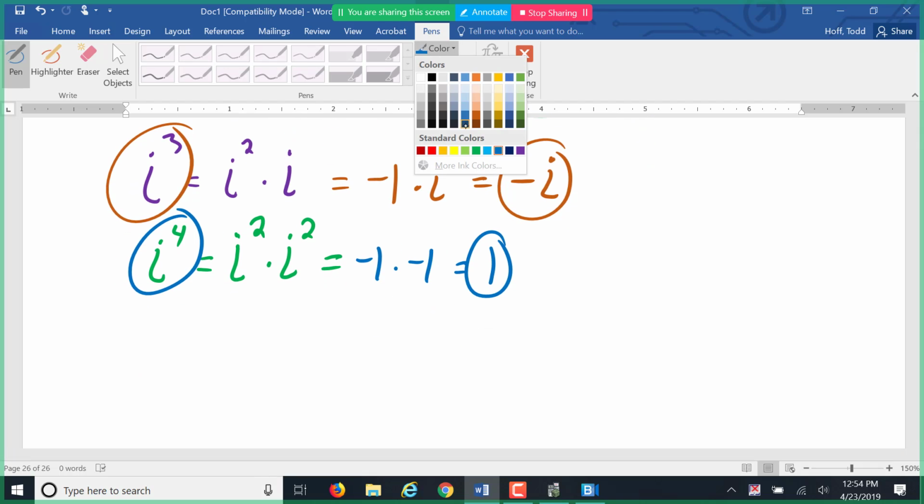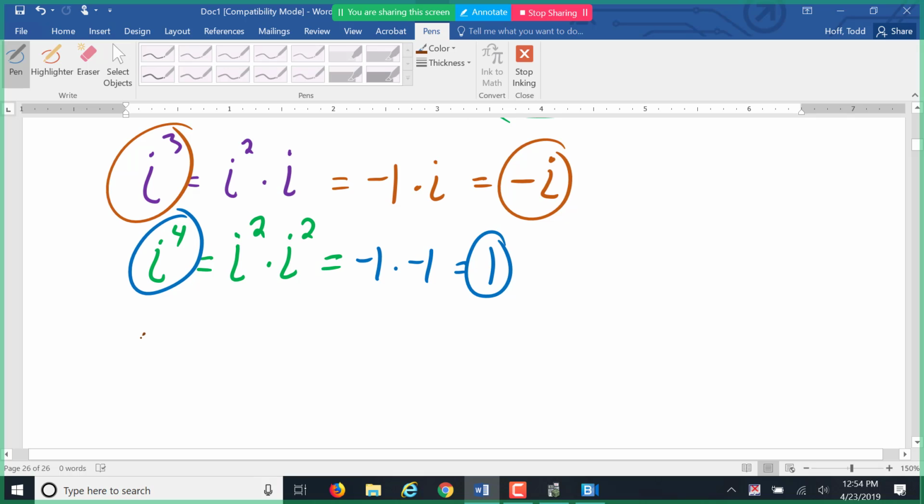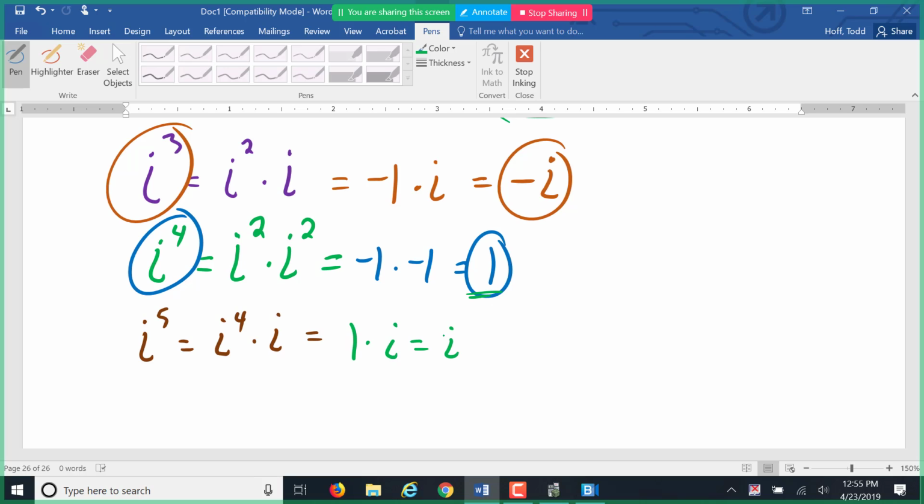If we keep going with this and keep continuing the pattern, i to the fifth power, I'm going to write that as i to the fourth times i. Well, i to the fourth is just 1. 1 times i is just i. You see what we get here is kind of a circular pattern. It's actually called a modular pattern, where you keep going through the same set of results over and over again.